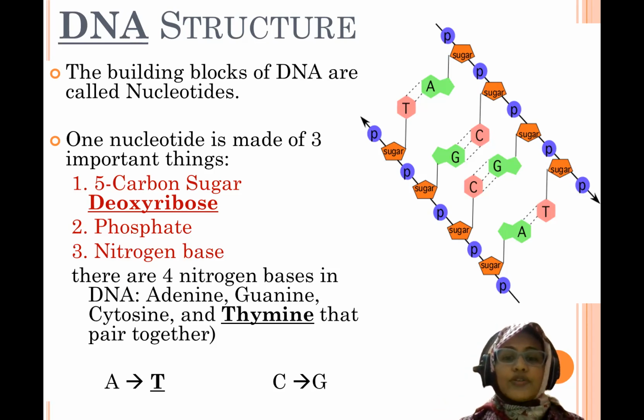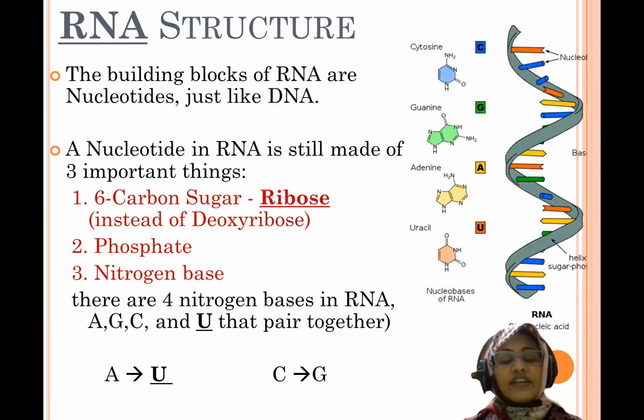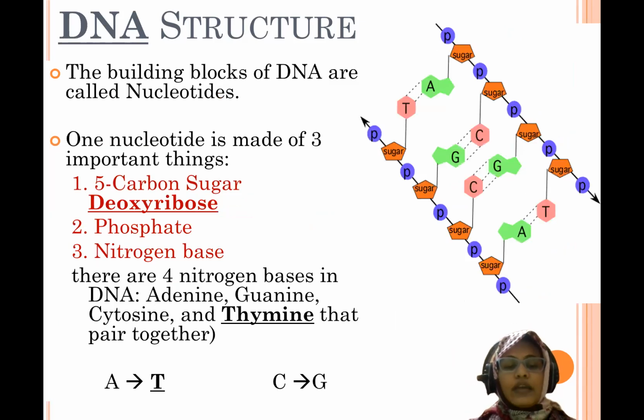In DNA, the 5-carbon sugar deoxyribose is present. That's why DNA stands for deoxyribonucleic acid, because it contains the 5-carbon sugar deoxyribose. And RNA stands for ribonucleic acid because it contains the ribose sugar, and both contain a phosphate.